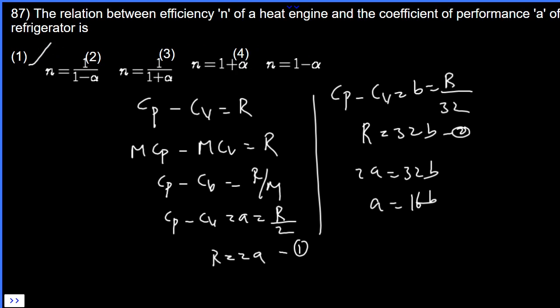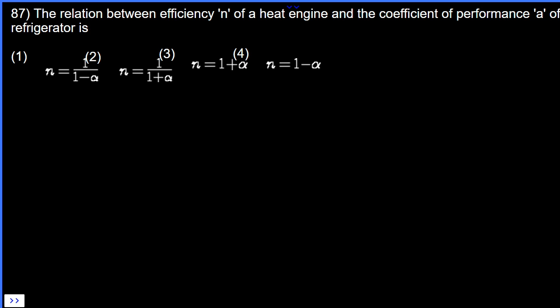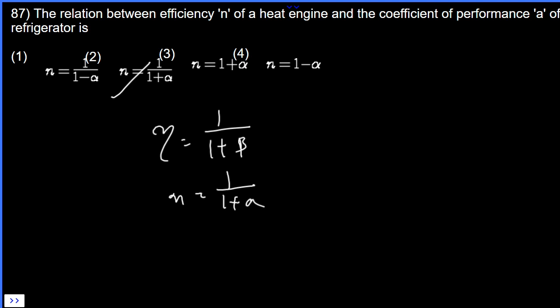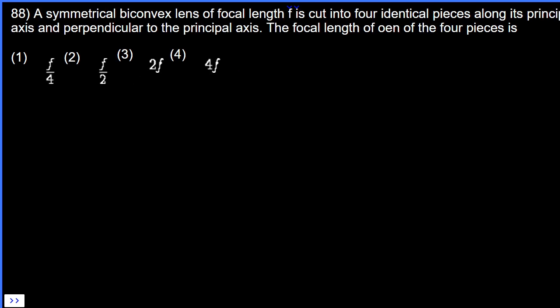Problem number 87. The relation between efficiency of a heat engine and coefficient of performance A of a refrigerator. Generally, the coefficient of performance is beta and efficiency is eta. The formula is eta is equal to 1 plus beta. Here efficiency is eta and beta value is A. So eta is equal to 1 plus A. Option number 2 is the correct one. It is a very important theoretical bit.